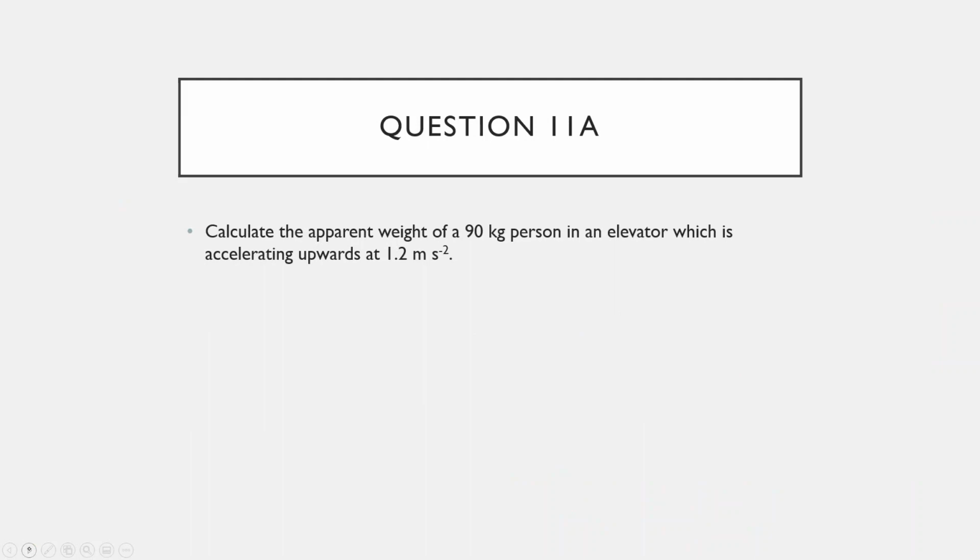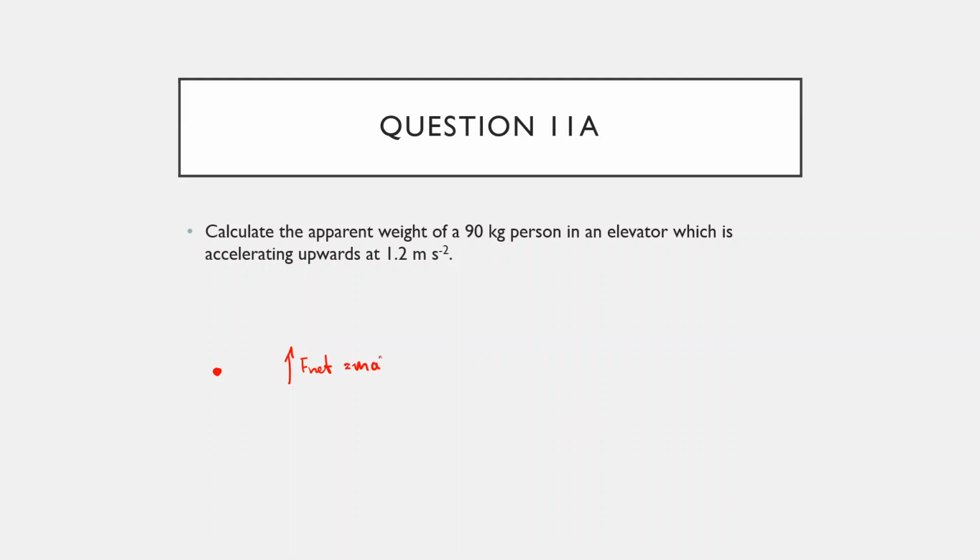Calculate the apparent weight of a 90 kilogram person in an elevator which is accelerating upwards at 1.2 meters per second squared. So if you draw a force diagram for yourself, here's a person in an elevator, their net force is going to be upwards. How do we know this? Because they're accelerating upwards. So F net is equal to ma.